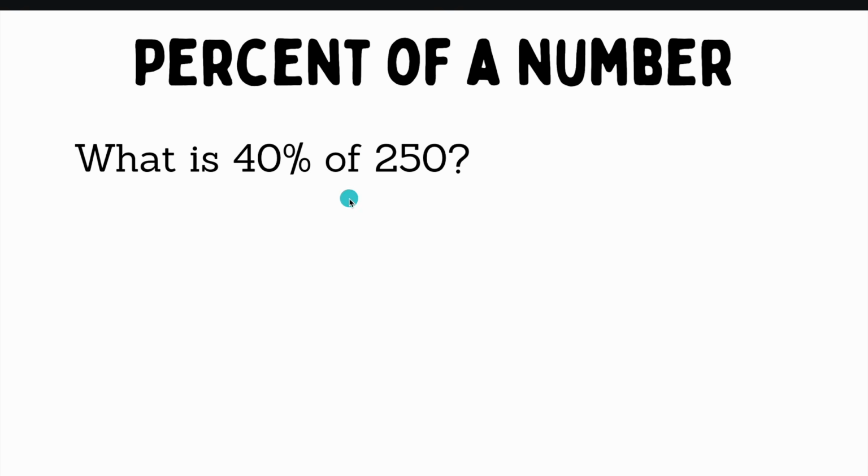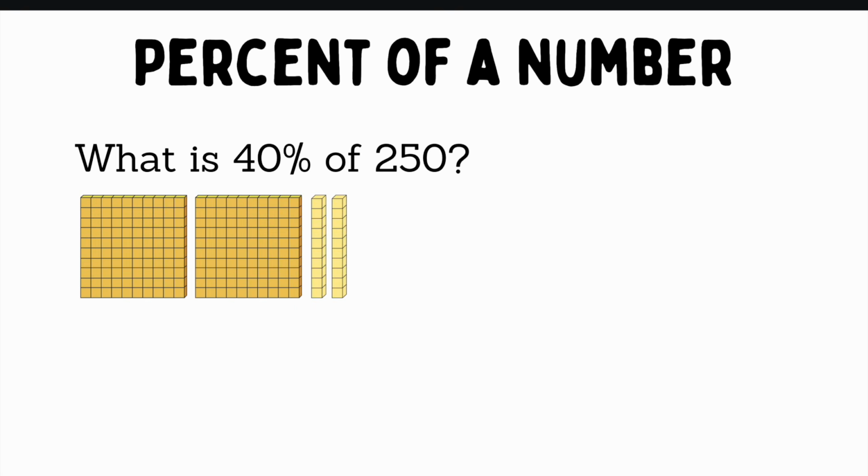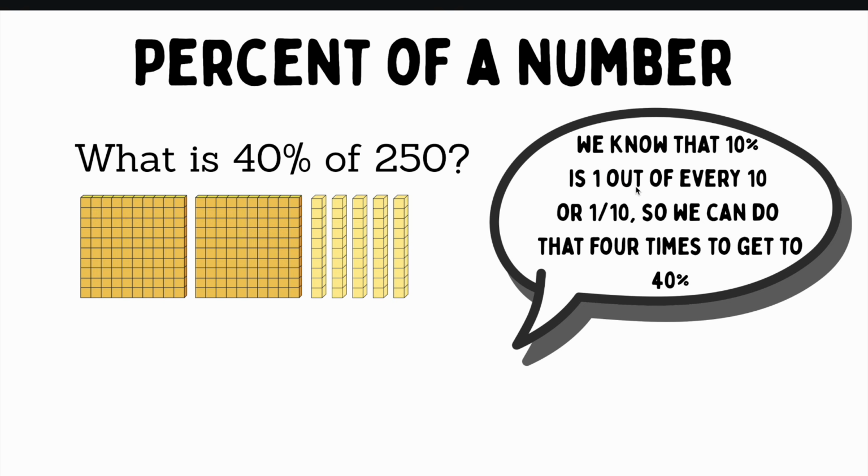What is 40% of 250? Let's create a model of 250. 100, 200, 210, 220, 230, 240, 250. We need to find 40%. Remember, we know that 10% is 1 out of every 10, or 1/10. So we can do that 4 times to get 40%. Let's do 10% plus 10% plus 10% plus 10%.